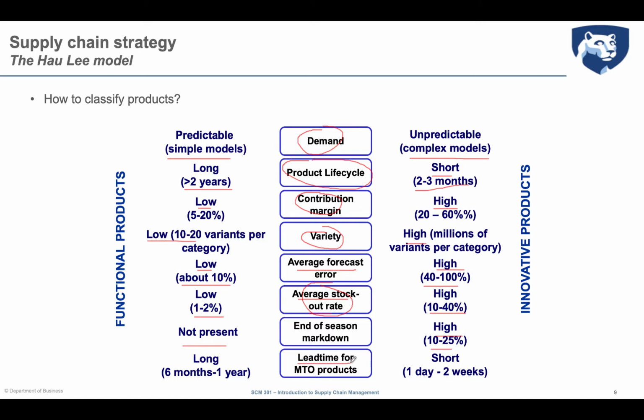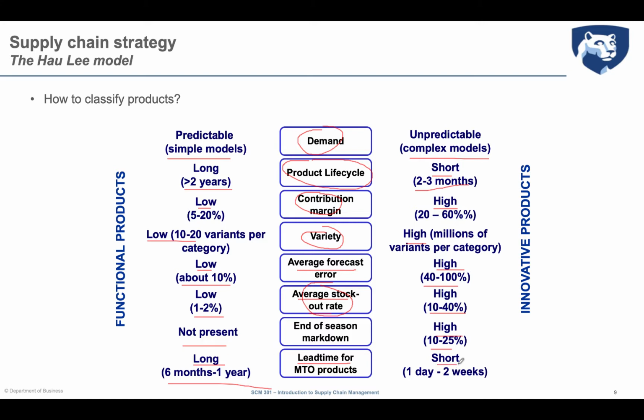Finally, the lead time for make-to-order products is usually very long for functional products, which are usually make-to-stock. Why? Because the demand is predictable and we have a low probability of stockout, so it makes sense to configure a make-to-stock supply chain. To make a new one from scratch is very long, from 6 months to 1 year. Again, this is just a benchmark, but it's very long.